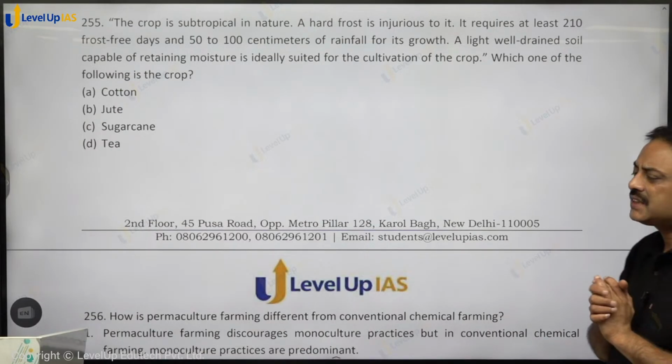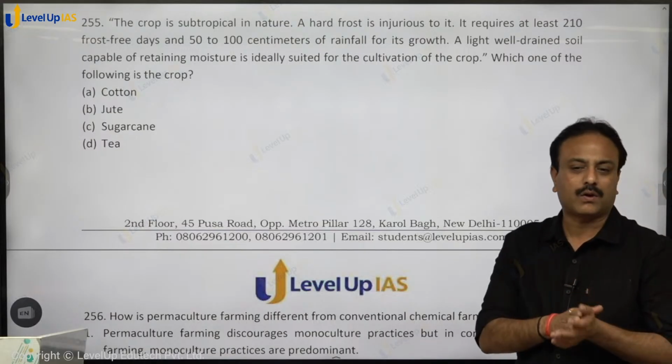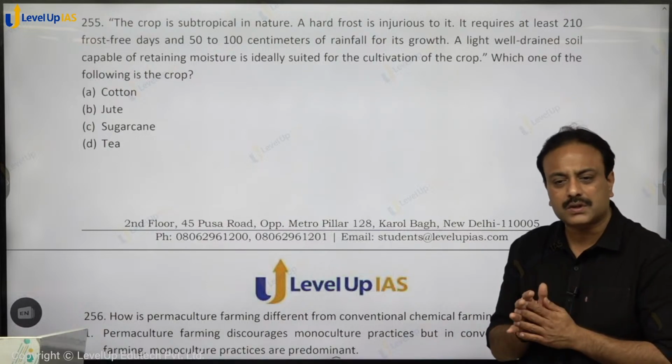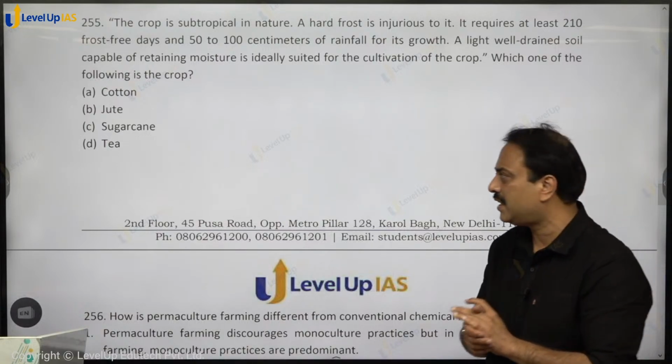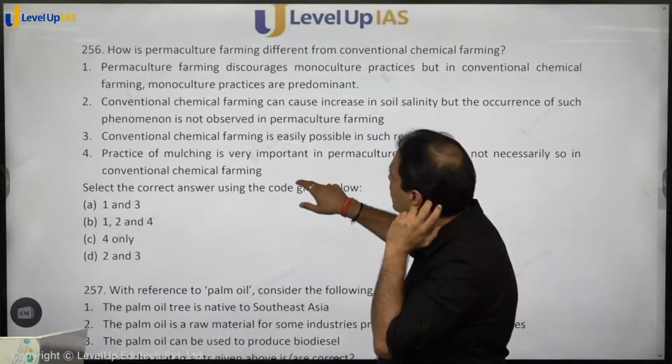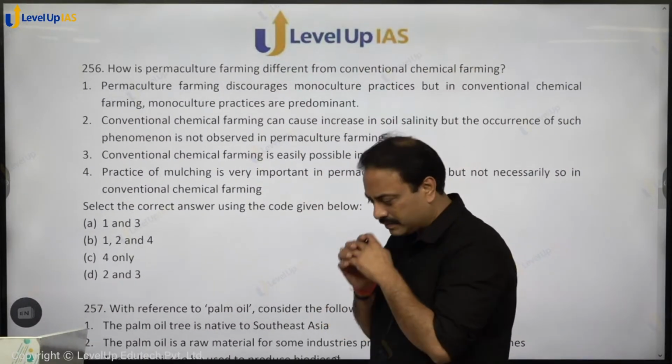210 frost-free days is a condition which is required only for cotton. All other plants, even in less frost or more frost, can survive, but cotton has this condition. So cotton is the correct answer. Option A for apple is the right answer to this particular question.